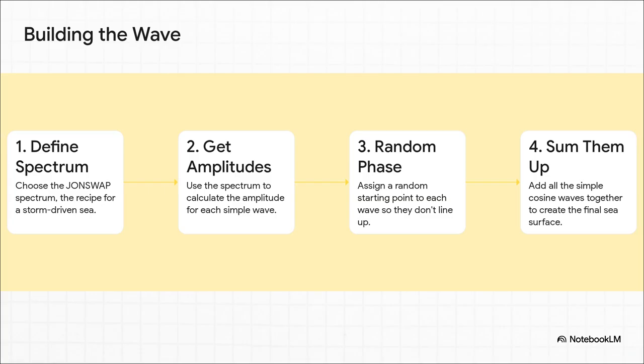And the process for building the wave is another simple recipe. First, we pick our sheet music. In this case, it's a famous model called the JONSWAP spectrum. It's basically the perfect score for a storm-driven sea. Then, for every little component wave, we use that spectrum to find out how big it should be. Then, we give each one a random starting point, or phase, so they're all out of sync and don't just line up. And finally, we just add them all together. The result? A digital ocean.